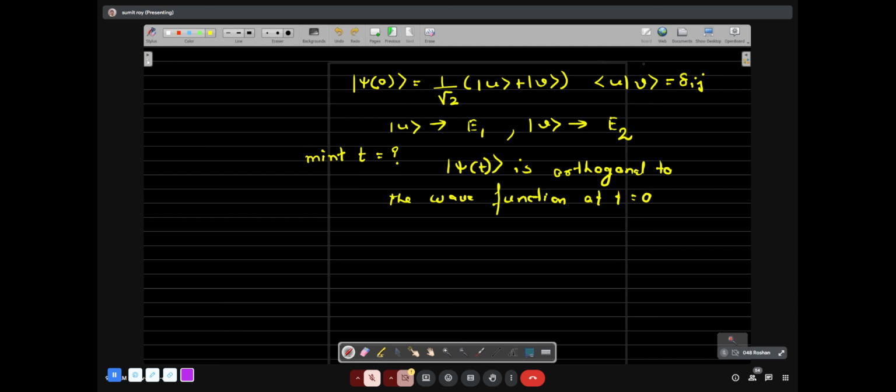Yes sir. Not only orthonormal. This is basis state, this is basis state. When the system is in this state, energy will be E1. When the system is in this state, energy will be E2.